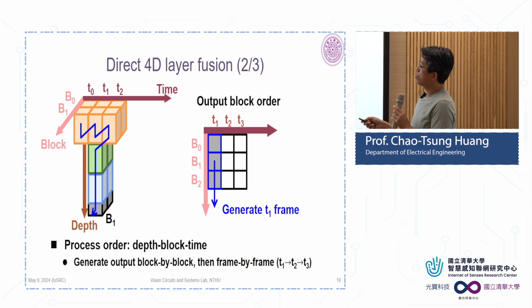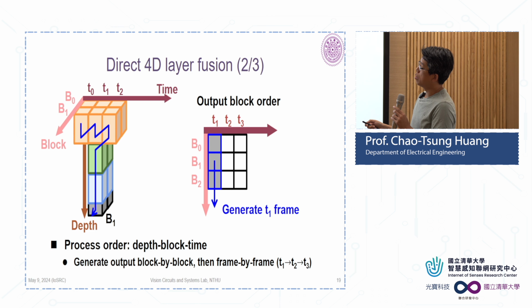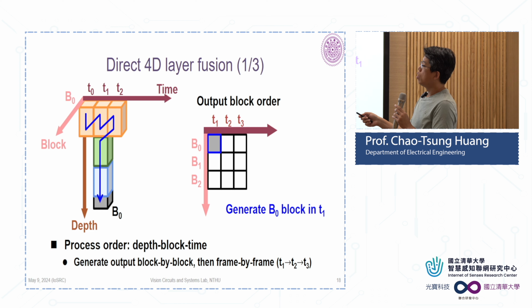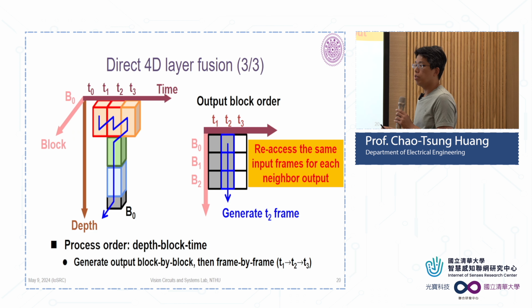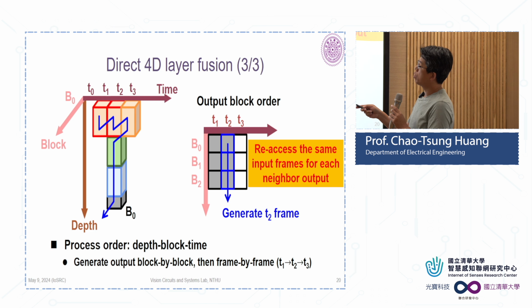But in this case, when we finish all of the blocks for this time step T1 and move to the next time step T2, we will find out that these 2 blocks, the features here, are recomputed because they already appeared here. So when we directly extend the layer fusion technique to video CNNs, we will waste a lot of computation. And we will also waste some external memory access to reaccess these 2 input frames.